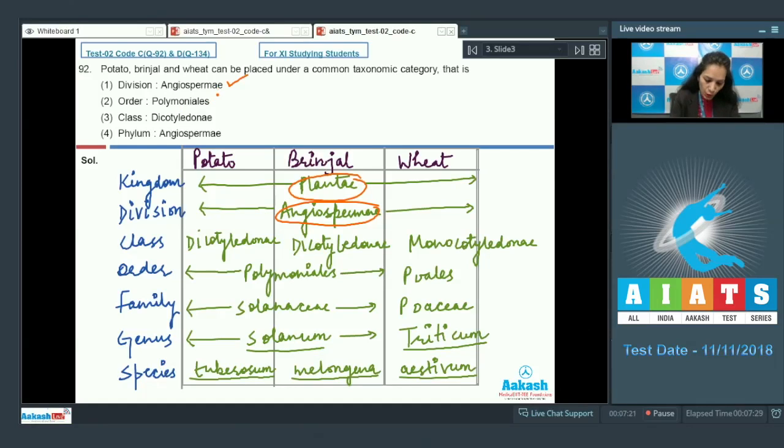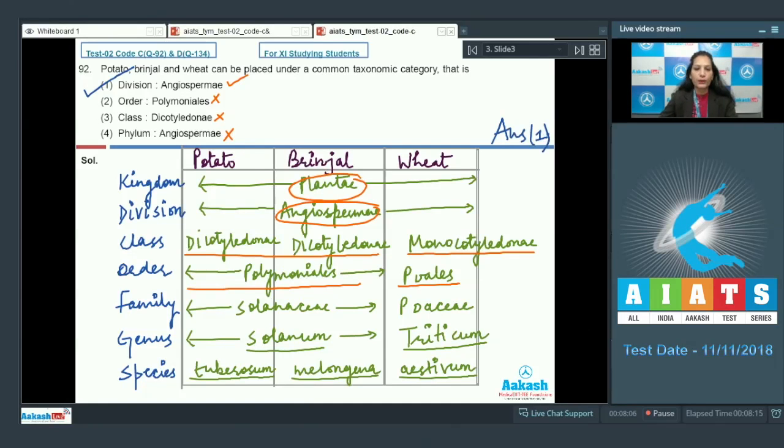Order Polemoniales. No. For potato and brinjal, it is the order Polemoniales. For wheat, it is the Poales. So this option is ruled out. Class Dicotyledone. Dicotyledone class is common for potato and brinjal, but for wheat it is Monocotyledone. So this option is also ruled out. Phylum Angiospermae, no. In case of animals we use phylum instead of division, but in case of plants it is the division, not the phylum. So the correct option for the given question is option number 1. Let's move on to the next question.